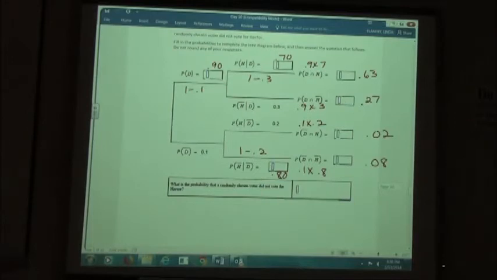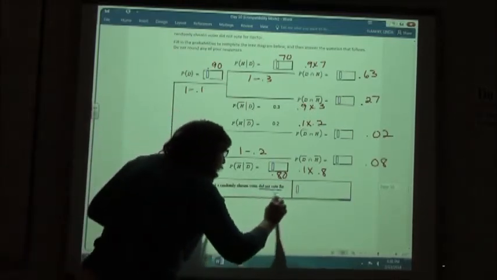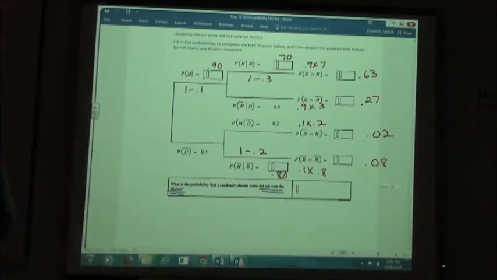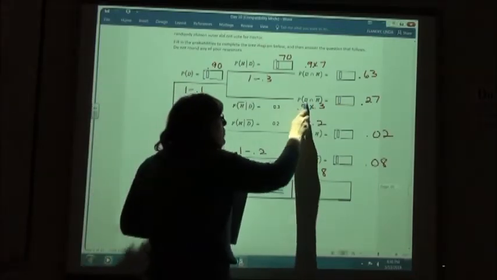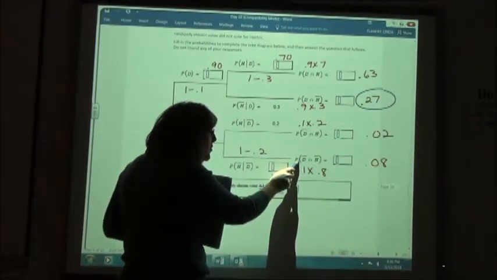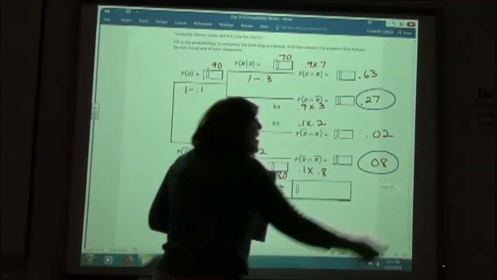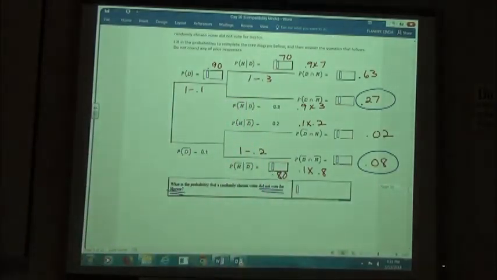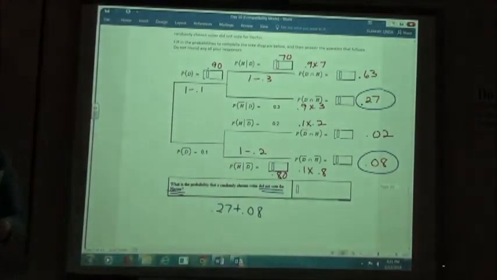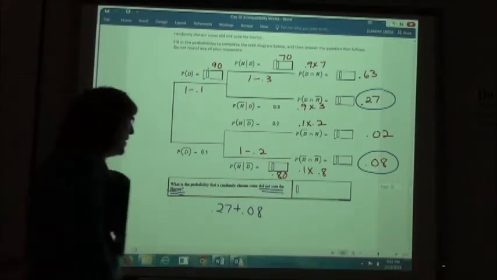What is the probability that a randomly chosen voter did not vote for Hector? If they did not vote for Hector, we're looking for the ones with the bar over the H, right? So here they had a high school diploma but did not vote for Hector. Here they did not have a high school diploma and did not vote for Hector. I'm going to add those two things together. So if I take 0.27 plus 0.08, I would get 0.35.